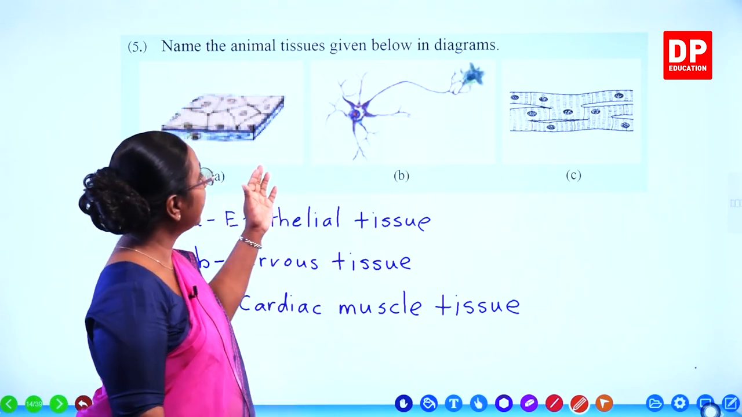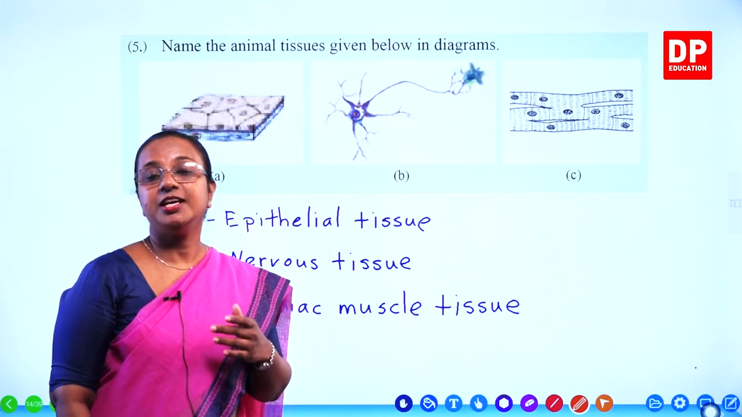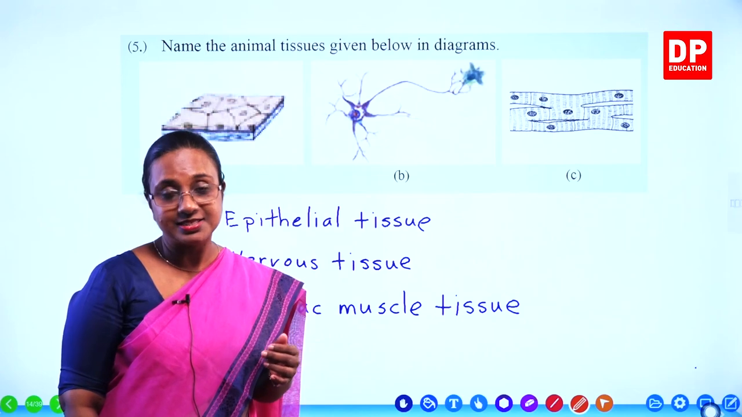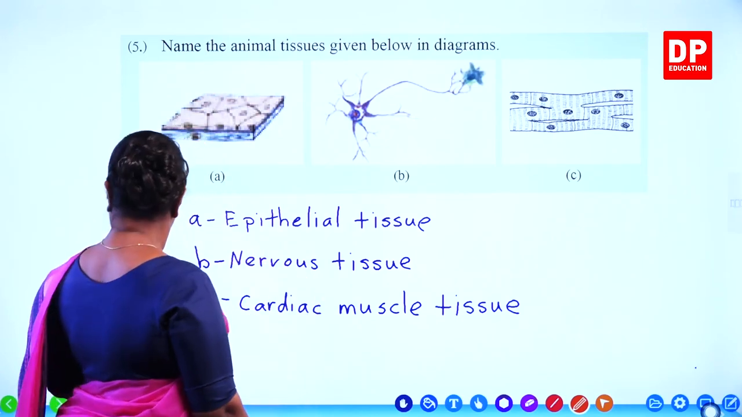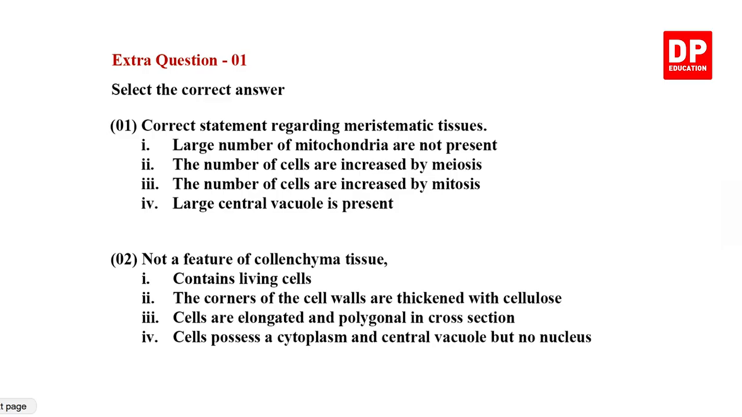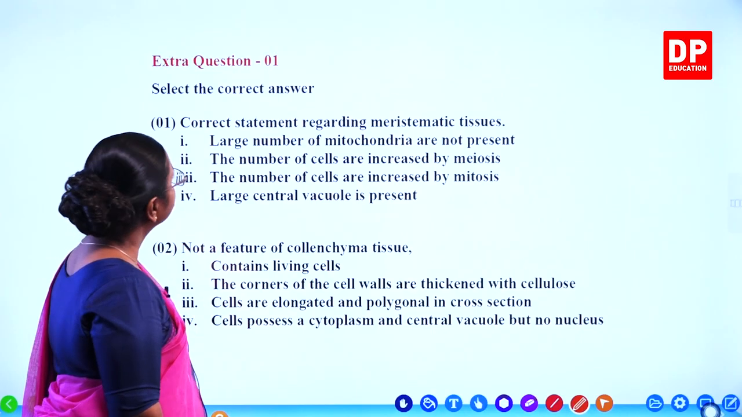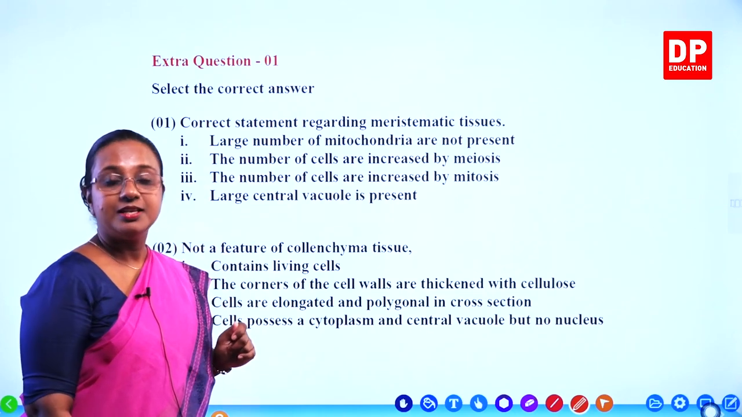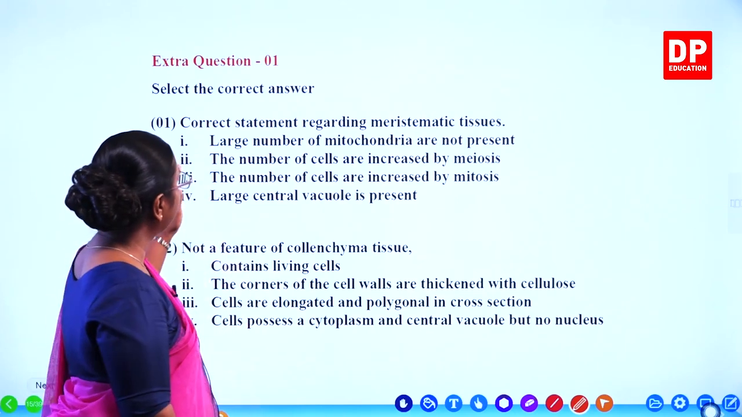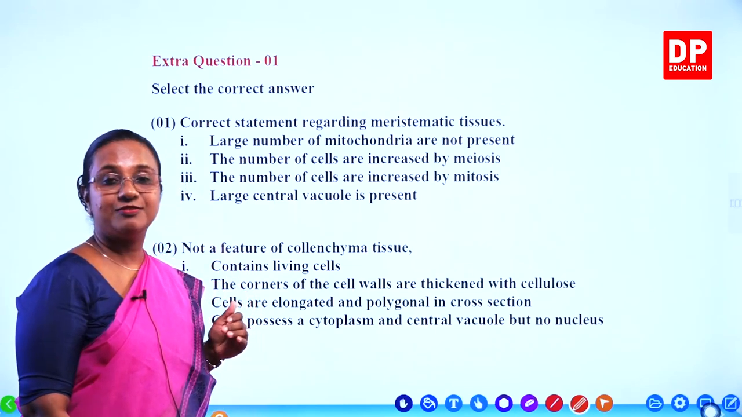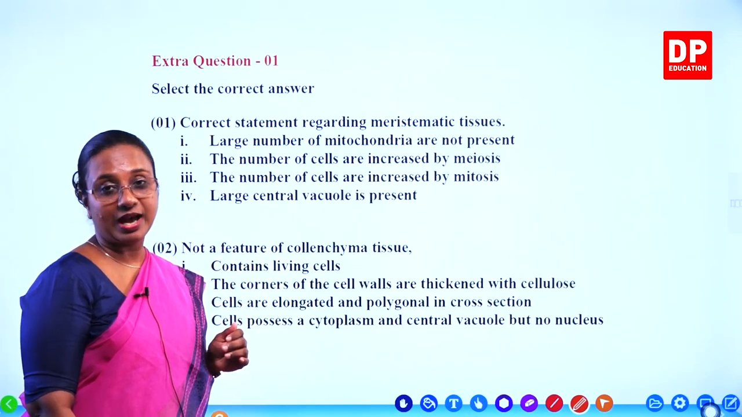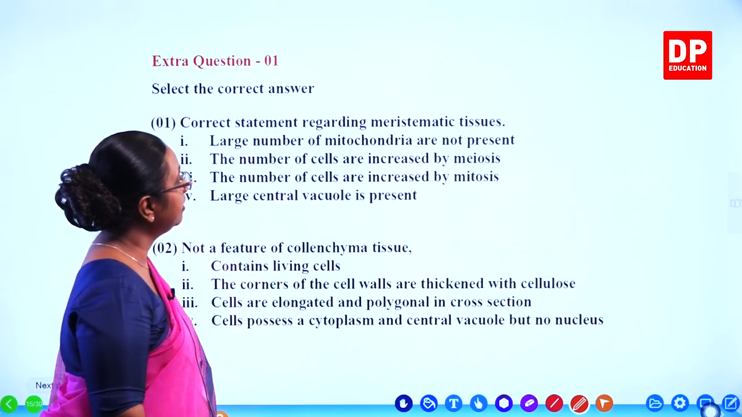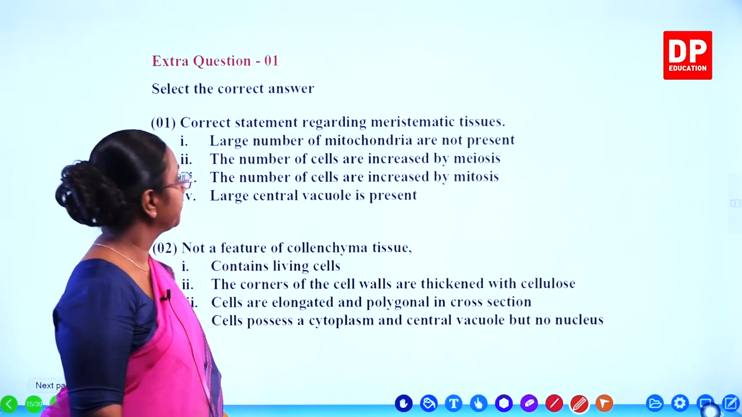Okay, students, that is the last question in your textbook. We will move on to some extra questions. Extra question 1. Select the correct answer. So each time before I discuss the questions, you can answer them by yourself first and then look at the discussion. Correct statement regarding meristematic tissues.